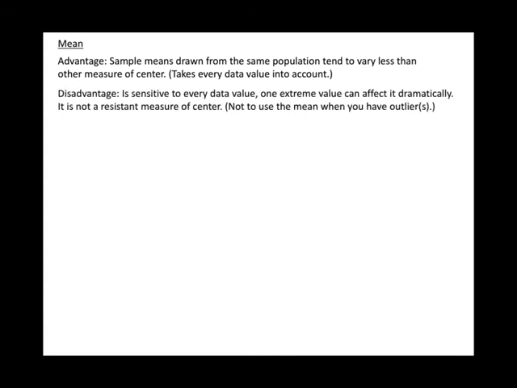Last part, we need to know which measure of center I should use. First one, we're gonna talk about the mean. Advantage: sample means drawn from the same population tend to vary less than other measures of center. It means they take every data value into account. Remember how to find the sample mean, right? We're gonna add up all the data together and divide by the number of data. So the mean is the most common measure of center. However, the disadvantage is it is sensitive to every data value. One extreme value can affect it dramatically.